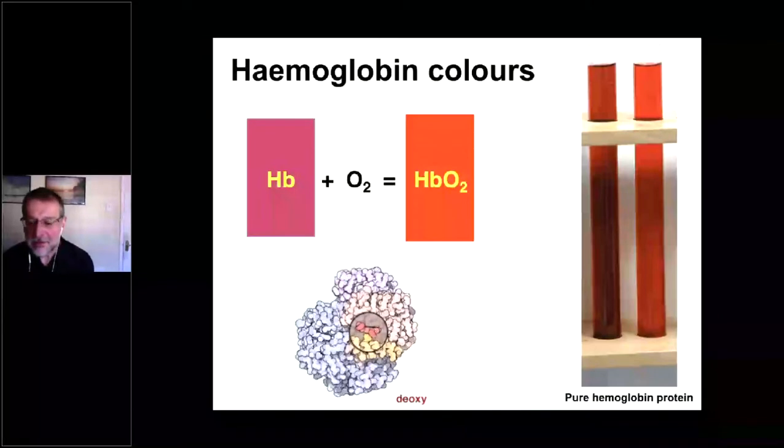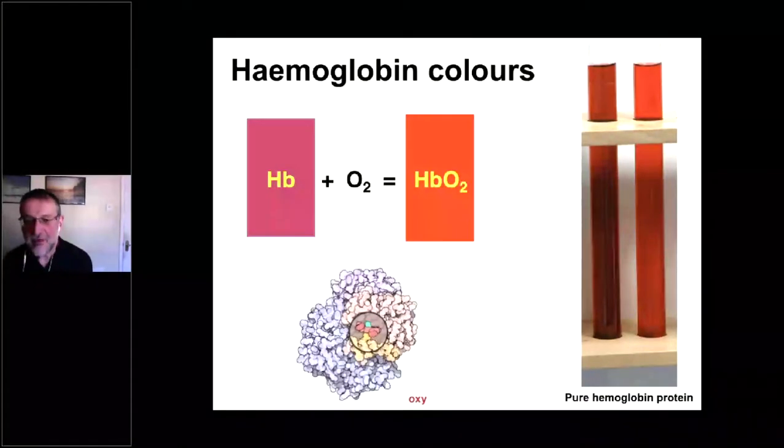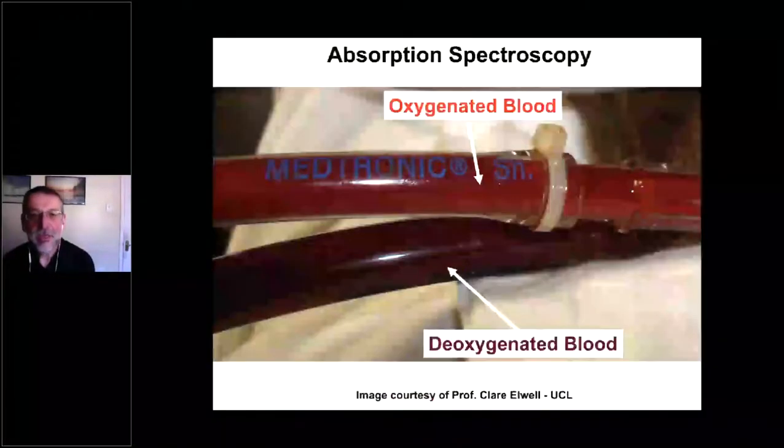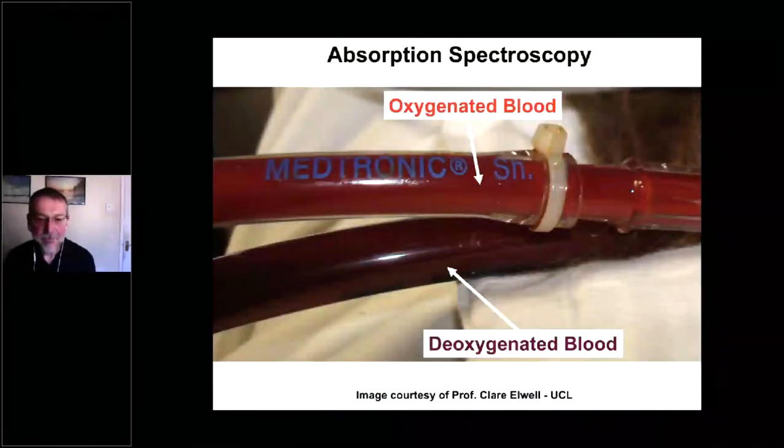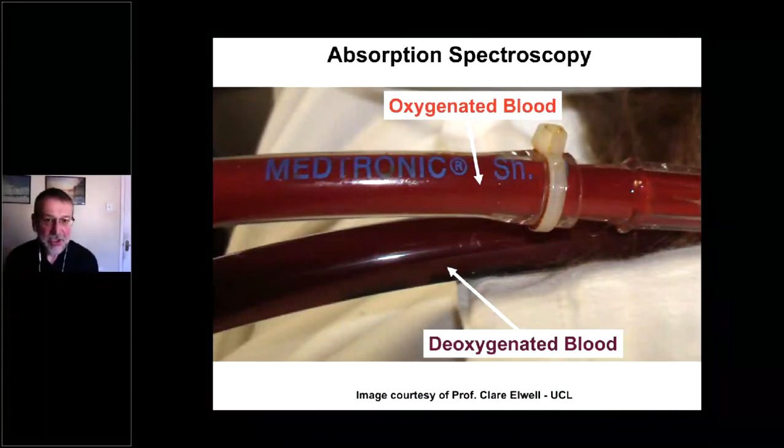I was going to use my mouse to show you the screens, but that's not working. That's fine, I'll just describe it as I'm going along. That's the pure protein I showed you here. But if you look here, this is the oxygenated and deoxygenated blood in a blood circulation circuit, showing the difference in colors there.